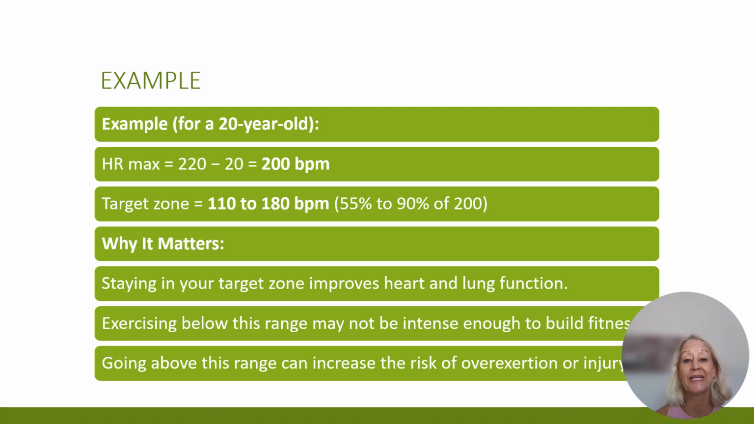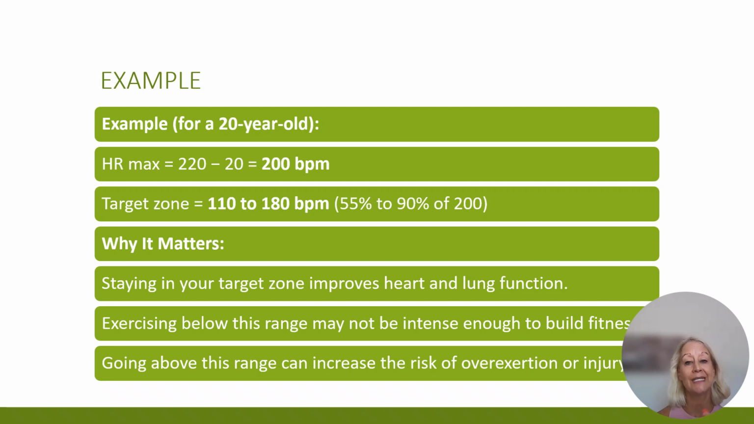So let's go through an example to help you understand how to calculate your target heart rate zone. Let's say you're 20 years old, because you may be. To find your maximum heart rate, we use the formula 220 minus your age. That gives you 200 beats per minute. That's your max. Now, you don't want to exercise at your heart rate max for extended periods of time. It may get up to that with competition, but ideally you train at a little bit lower range.